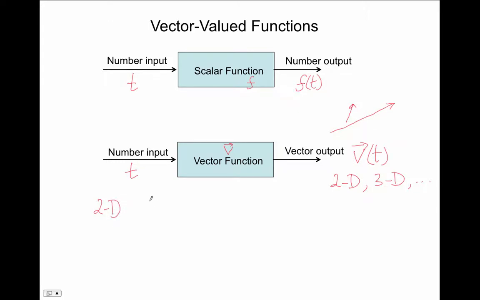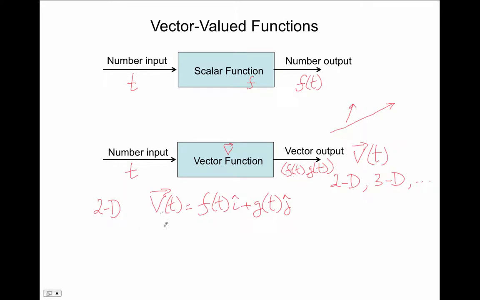In 2 dimensions, we know that any vector can be written in terms of 2 basis vectors. So v as a function of t can be expressed as f of t times i plus a second function g of t times j. In other words, when you give in the number t, out come 2 numbers, f of t and g of t. That's for a 2-dimensional vector.